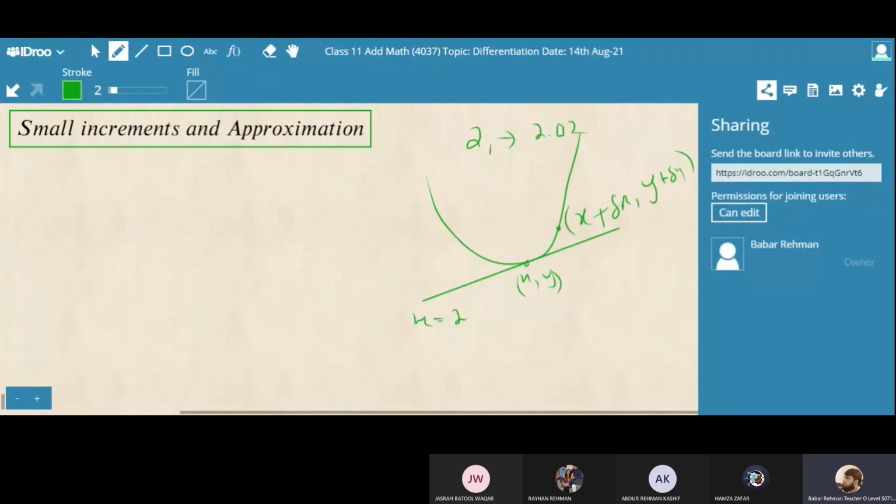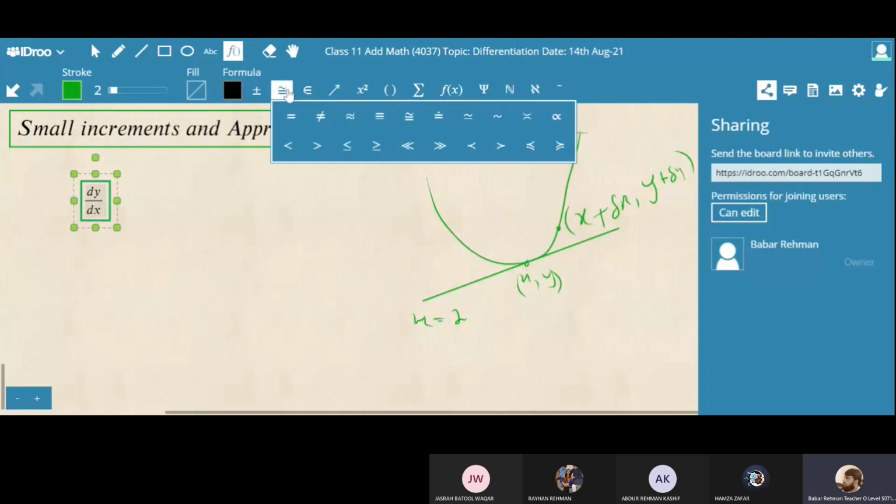So what will the gradient be over here? I can say the gradient is approximately equal to this, not equal, but a little bit increased. This concept is involved here. So I would write dy by dx, we will apply this formula now. I will use the approximately-equal sign. This is approximately equal to delta y over delta x.